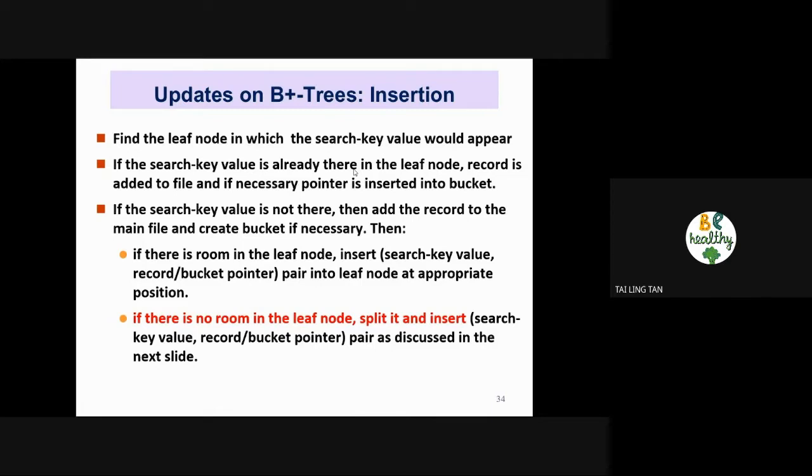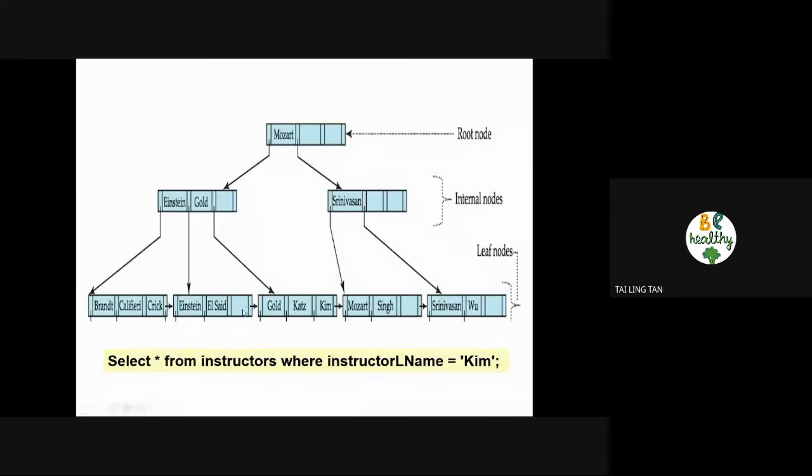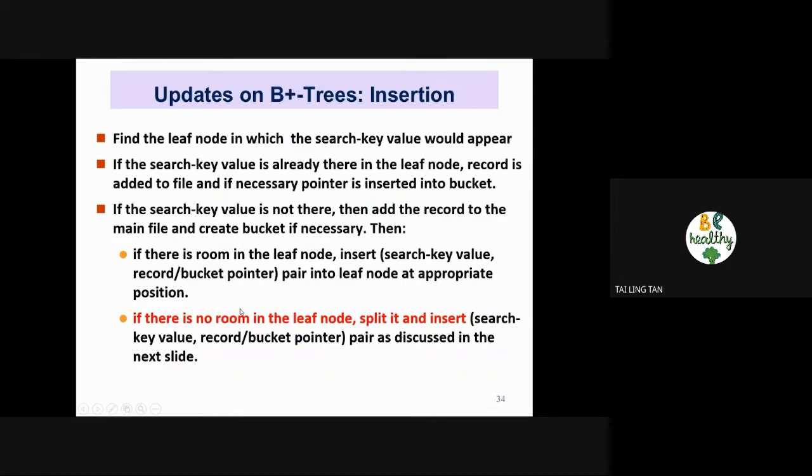If the key that we want to insert doesn't exist in the B tree, then we need to do some kind of searching and then restructure the bucket. So if the search key value is not there, then we add the record to the main file. So we have this keyword here, main file, pointing to the correct place. We create the bucket if necessary, then continue on these two parts. If there is room, meaning if we have space here, then we just insert the key there. But if there is no room, then we need to split and insert.